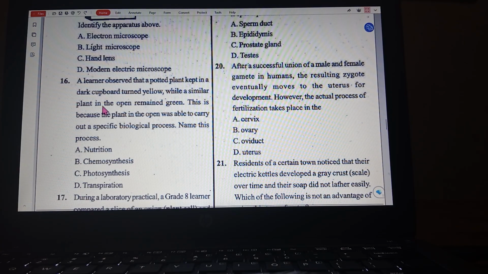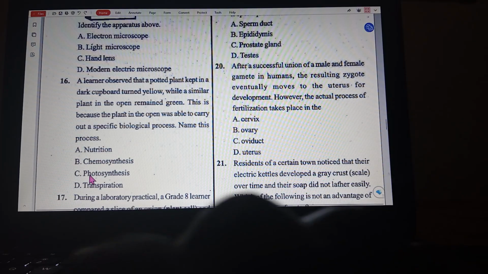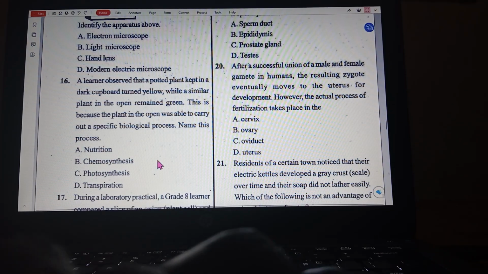But the one that remained, the one that was in an open place where there is light, was able to carry out a certain process. Now, what is this process? The process is called photosynthesis. How do we define photosynthesis? A process by which green plants make their own food by use of carbon dioxide and water. Now the answer is photosynthesis.